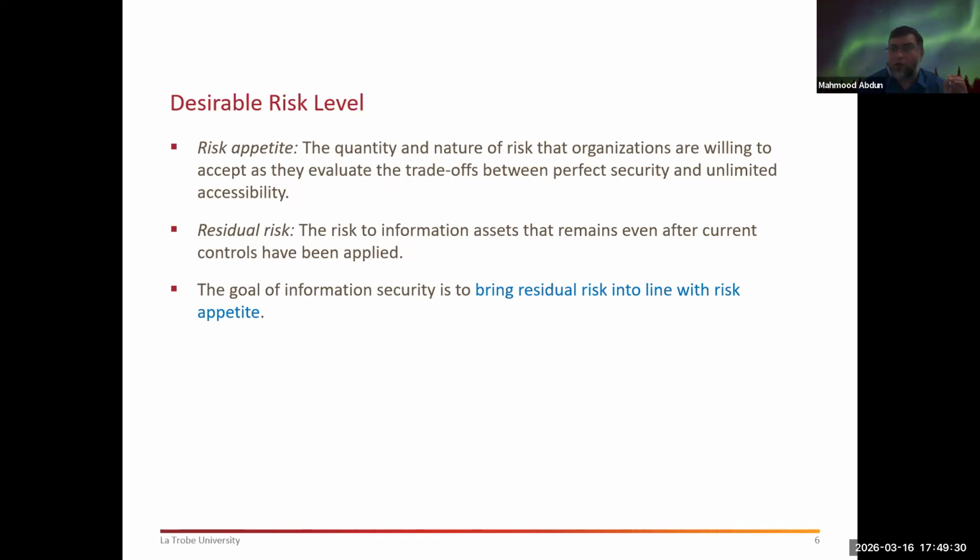Our goal is not to bring the risk to zero, but to bring it to a level that we are happy with, and this is called the residual risk. Okay.